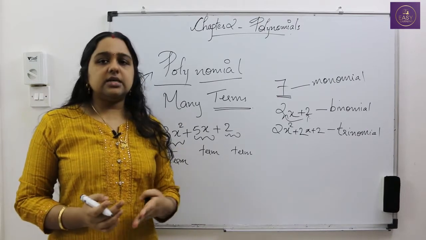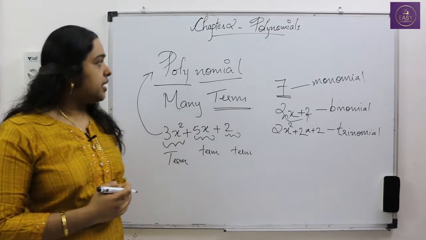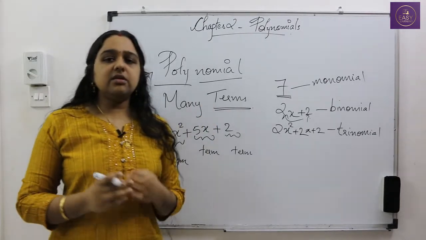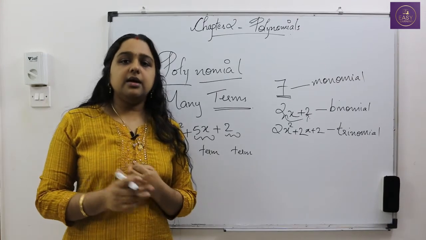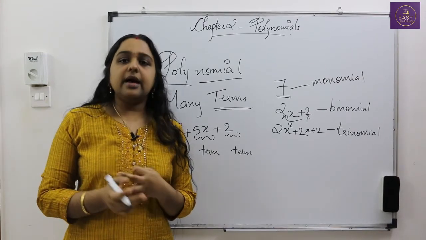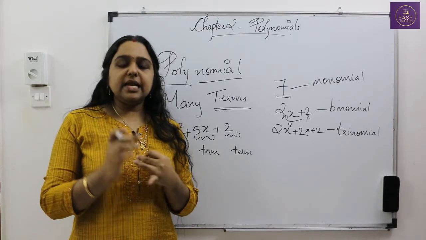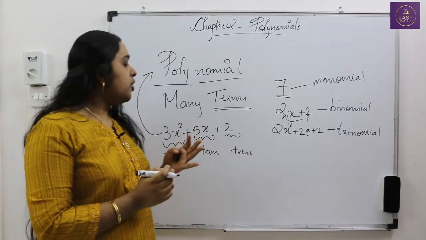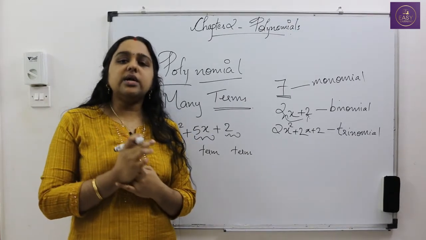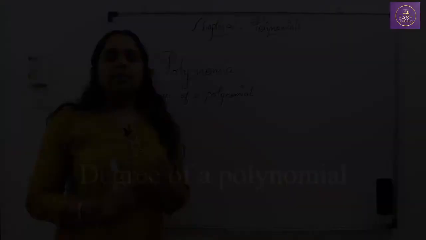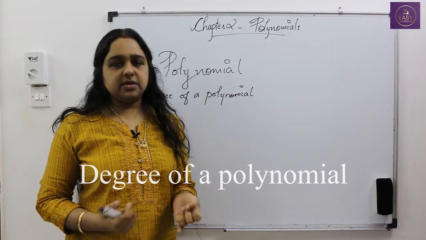But in this chapter of your grade 10 polynomials, we are mostly dealing with 3 types of polynomials: a linear polynomial, a quadratic polynomial, and a cubic polynomial. A linear polynomial is a polynomial with degree 1. So we need to understand what degree is. A polynomial can be with one variable or many variables.